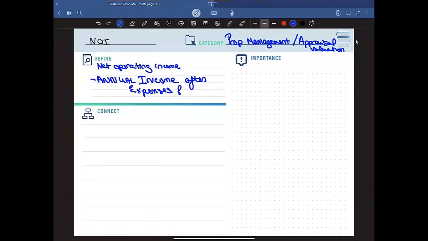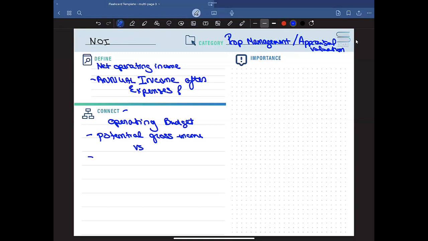So what I would do is, in the next section, section 3 here, I would say this connects to an operating budget. And we learned other words like potential gross income versus effective gross income. Do those make sense to you now? Yes. And it kind of connects it.